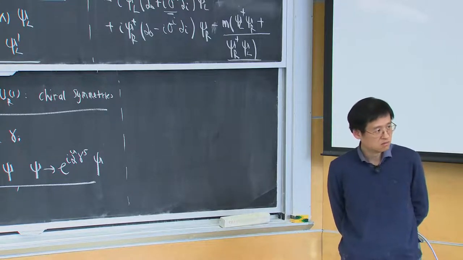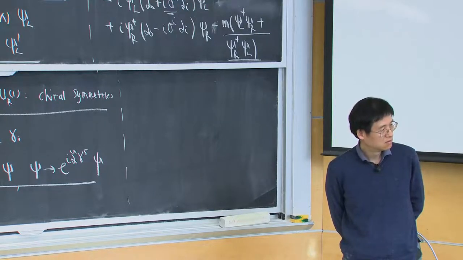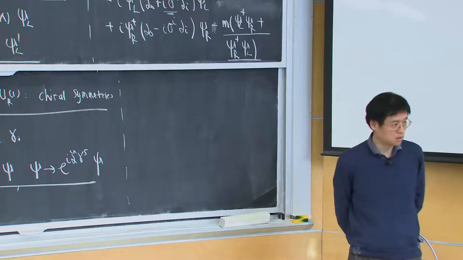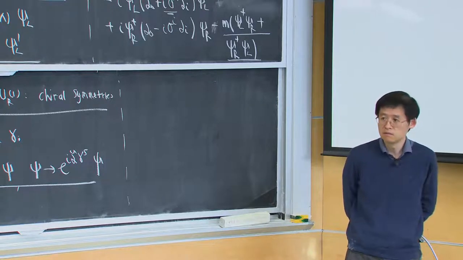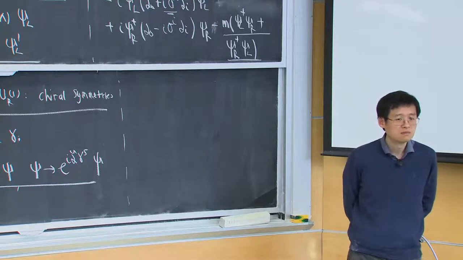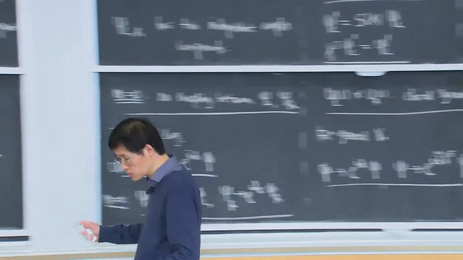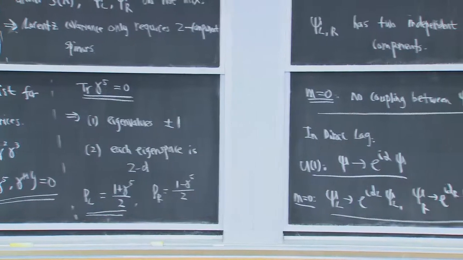Yeah, indeed. Yes. Is there any sense in which we can treat psi L and psi R as different dynamical fields, like in the complex scalar case, phi and phi star? Psi L and psi R certainly are independent. You can certainly treat them as independent dynamical fields. Yeah. Other questions? Okay. So let's conclude our discussion of the chiral spinors. And now we can talk about the Majorana spinors.